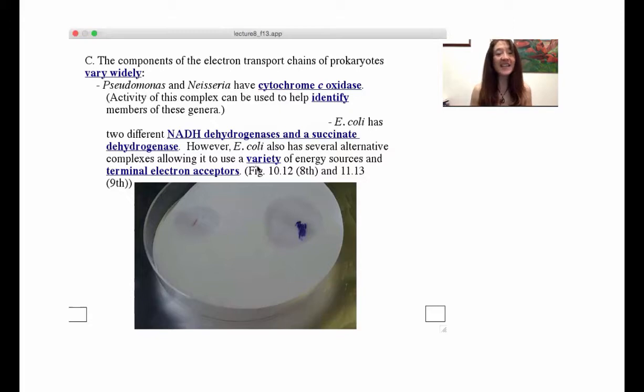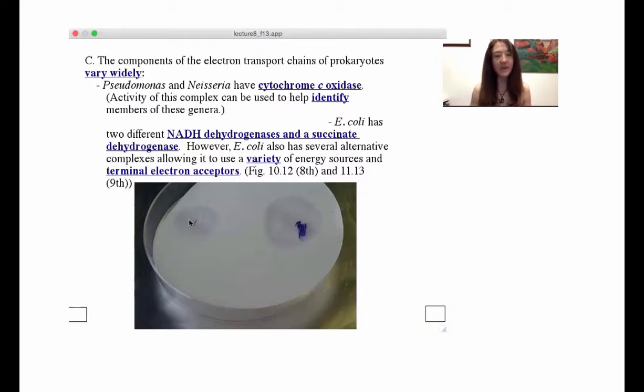And finally, it has a variety of different terminal electron acceptors that it can utilize, and therefore a variety of different branches that we see in that E. coli ETC. So I actually want to take a moment to look at the E. coli ETC. I don't want you by any means to focus time and energy on memorizing this, but I do want to take a look at it. And after that, I want to look at the oxidase test.